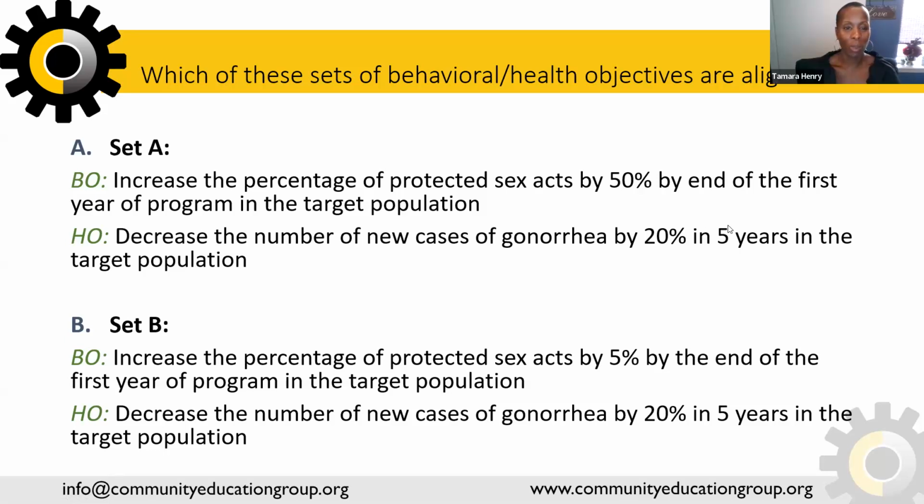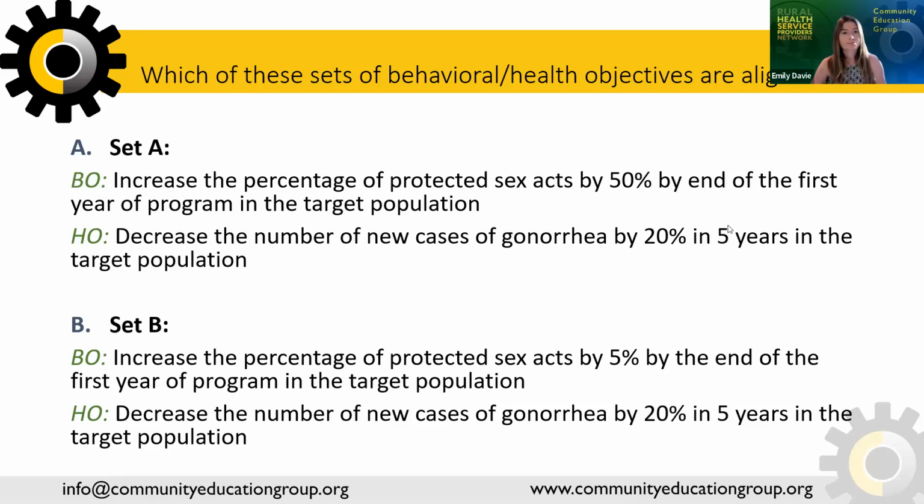Thank you, Leon. Emily, what were you going to say? I chose A, and the reason was thinking that if you were to increase the percentage of protected sex acts, you would be able to decrease more cases of gonorrhea. So if the percentage of protected sex acts were higher, then you would be able to decrease more cases. That was my thinking in A.